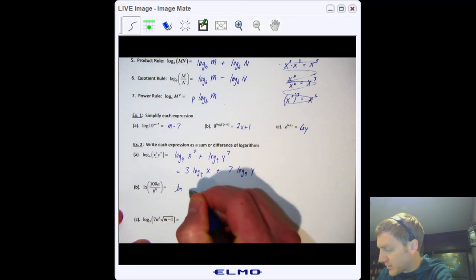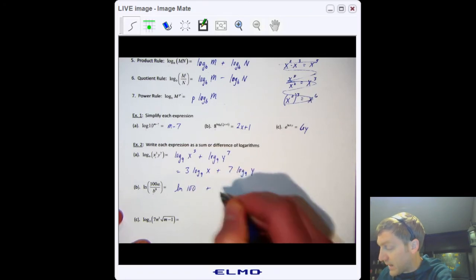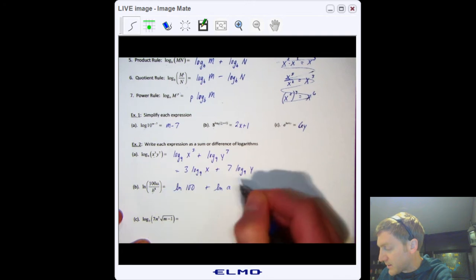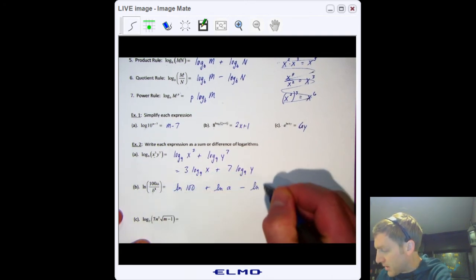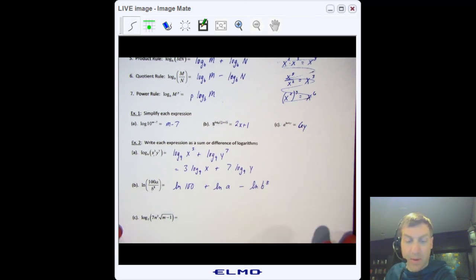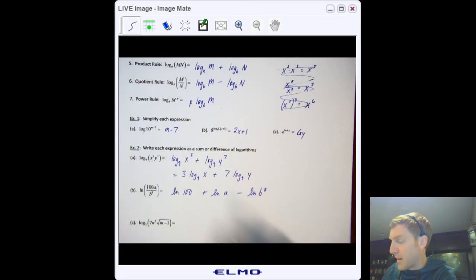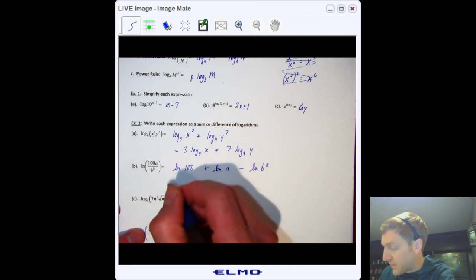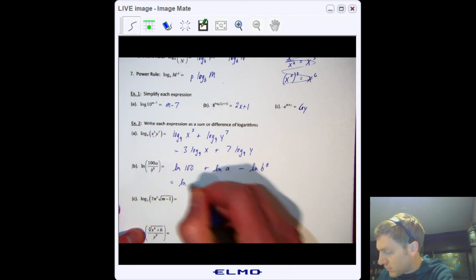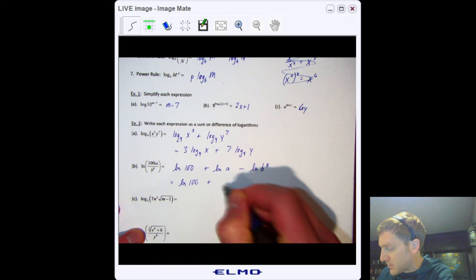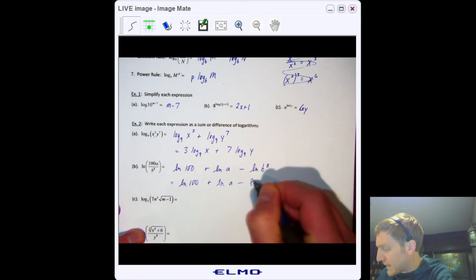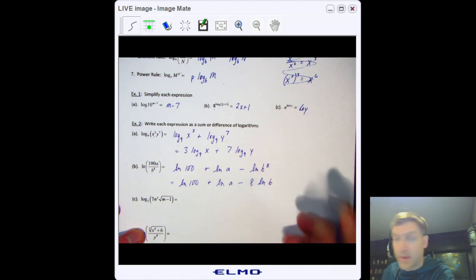So here we go. Natural log of 100 plus, because it's multiplied, the natural log of a, and then the subtraction comes from the division. So minus natural log of b to the 8th power. All right, and then apply the power rule. Any exponents inside? Yeah, the b to the 8th. And the other two just stay the same. So natural log of 100 plus natural log of a minus 8 times the natural log of b.